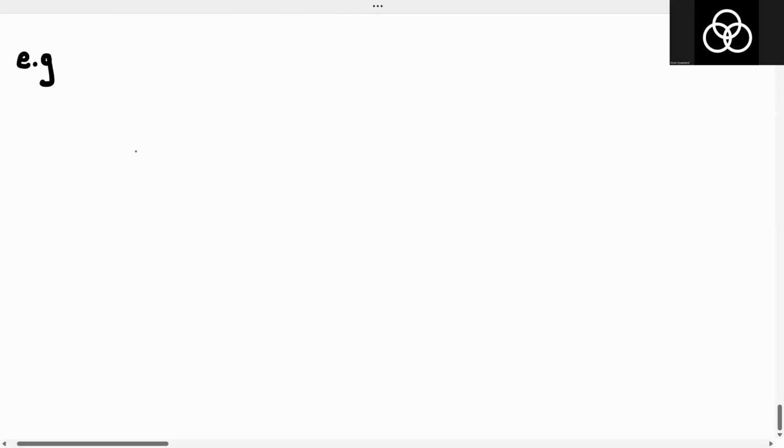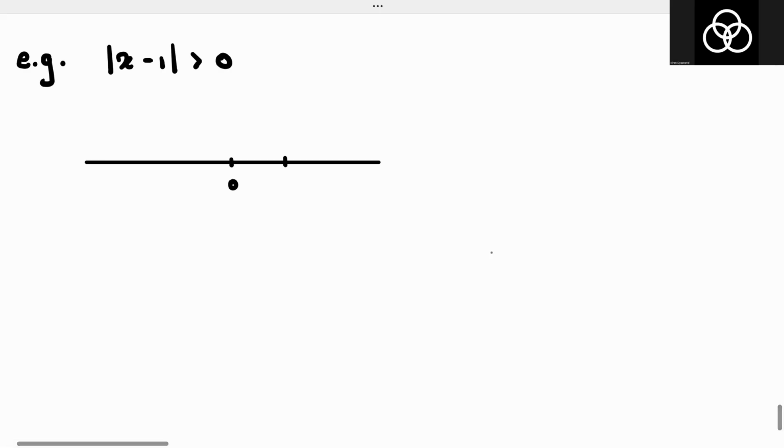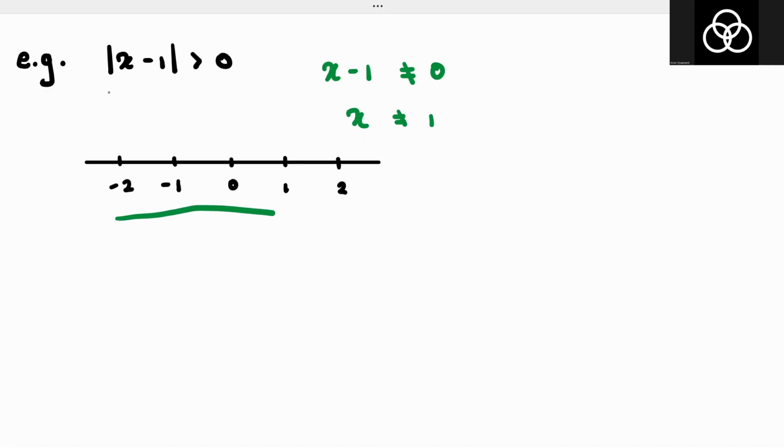So let's look at another example now. The absolute value of x minus 1 is greater than 0. So what are we trying to find here? Let's look at this on the number line. Remember, the absolute value gives us our distance from 0. So the only way this distance could be greater than 0 is if x minus 1 is not 0. Or in other words, if x is not 1, right? Because any value of x except for 1 is going to make this statement true.